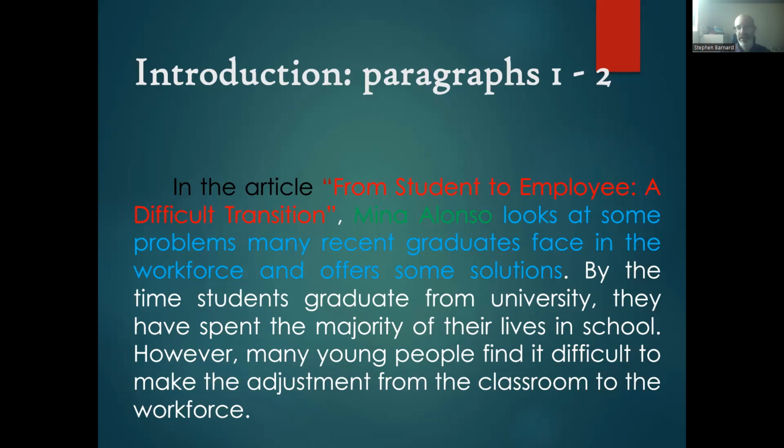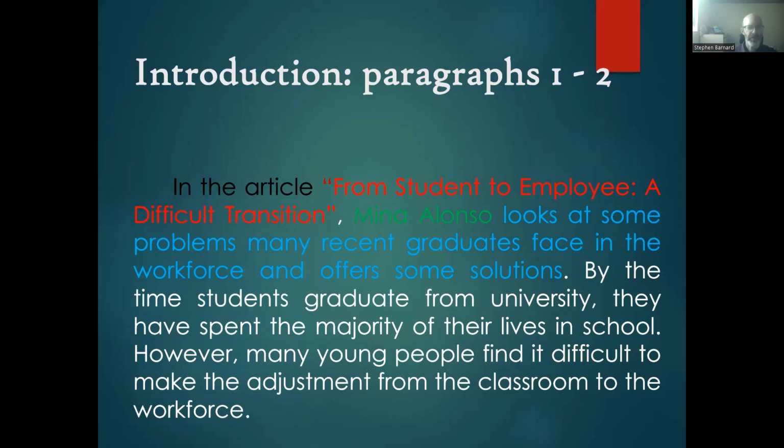In the first part of the summary, you just want to tell me the title of the article, the author, what is the situation that the article describes, and what's the main idea or the purpose of the writer writing this article. So here's how I summarized the introduction. This is paragraphs 1 and 2.